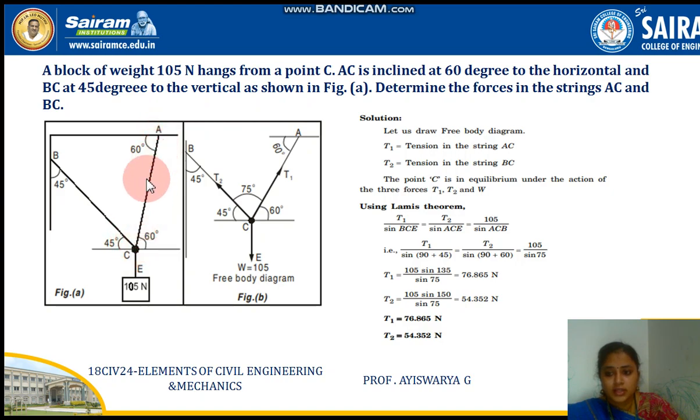See, AC is inclined at 60 degrees to the horizontal and BC at 45 degrees to the vertical. Right. So this is the vertical wall and this is the horizontal wall. They have given a hint. AC is attached to the horizontal wall at 60 degrees and BC is attached to the vertical wall at 45 degrees to the vertical as shown in the figure. Right. So we need to determine the forces in the strings AC and BC.